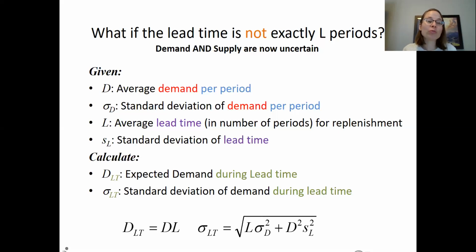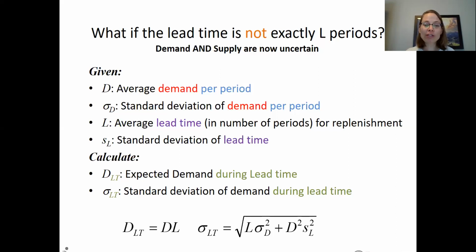But now we want to consider, what if the standard deviation of lead time is greater than 0? And so what we would do here is we're going to calculate, just like before, the two most important inputs to the R and the safety stock, which is the expected demand during lead time and the standard deviation of demand during lead time. So as you'll note, the expected demand during lead time, as long as the lead time on average is L, even though sometimes it'll be more or less, on average, it's still D times L. But what changes is the standard deviation of lead time demand.